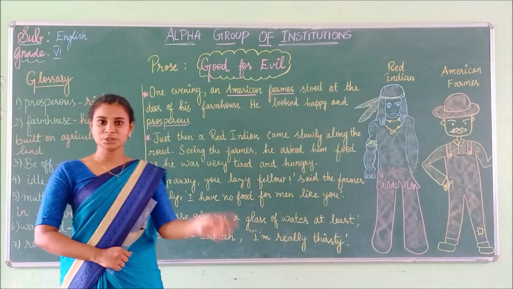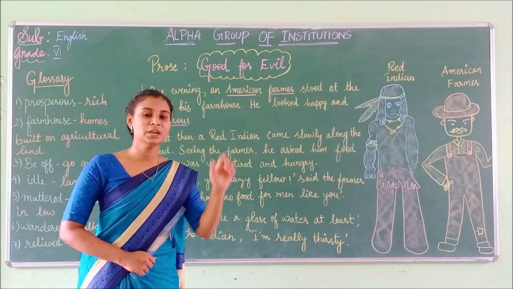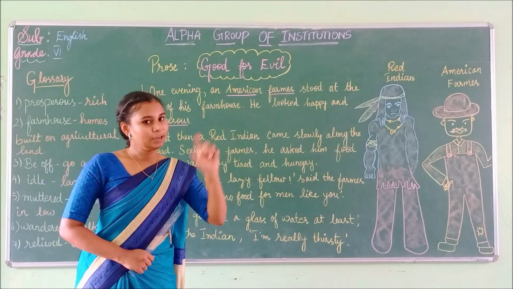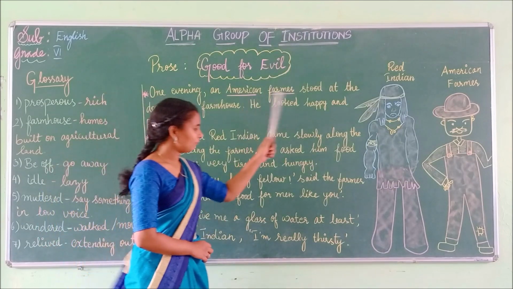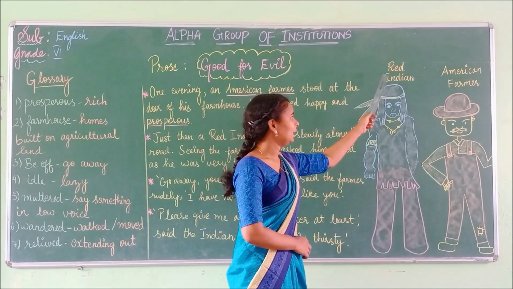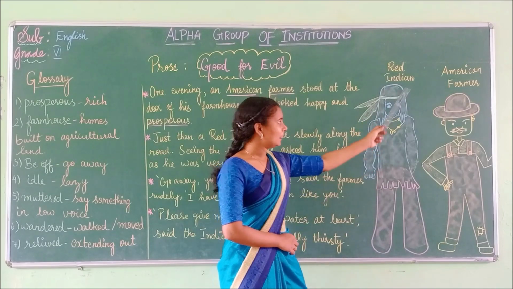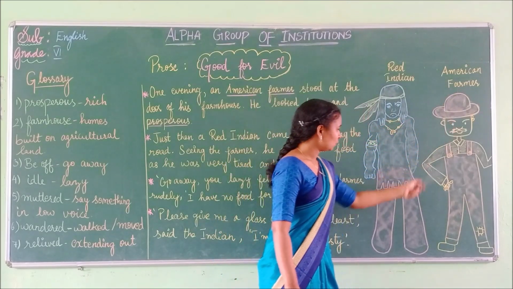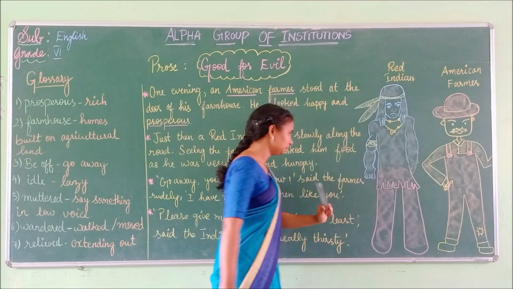So here I have already told you that we have two characters, right? One is an American farmer and another one is a Red Indian. So here we have got the picture. He is the Red Indian, and this one is the American farmer. So you can have a look at these pictures.